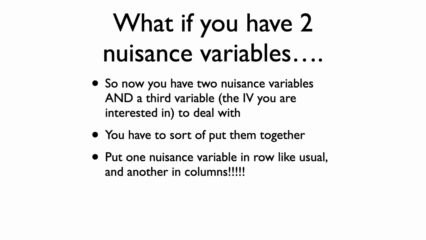So we would have one nuisance variable in rows, like we would normally do, and then one in columns, and then levels of the independent variable in individual cells. I'll show you this in just a second. But you have to have two variables that are nuisance variables, and they both have to have the same number of levels. And that is going to be the same number as the levels of the independent variable. This is very restrictive. It's very restrictive. And I'll give you an example in a moment, and you'll see what I'm talking about.